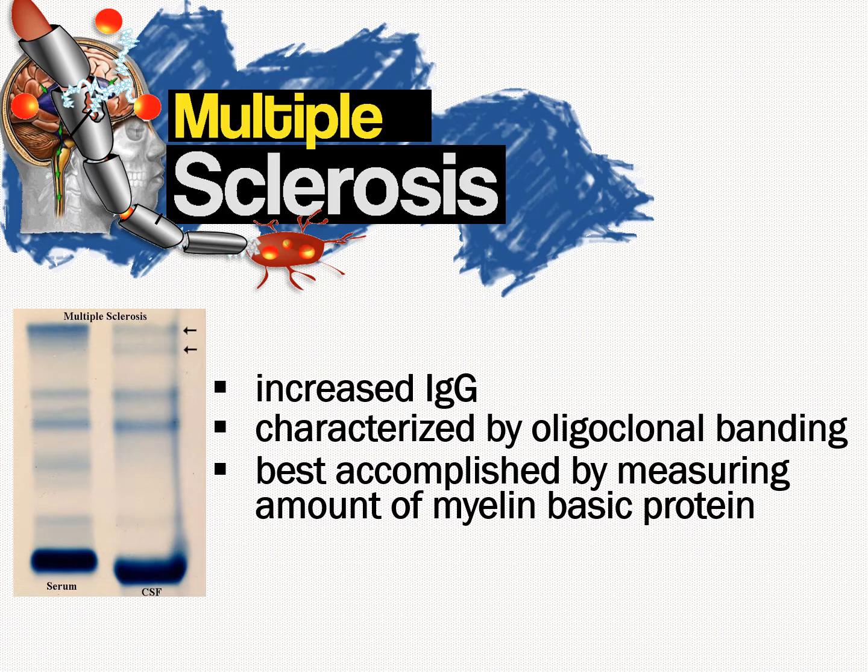Multiple sclerosis is a condition where there is increased production of IgG within the central nervous system, and this may be seen as oligoclonal banding in the electrophoretograph. So look at this one. This is the electrophoretograph of a person with multiple sclerosis. This is from his serum. This is from the CSF. Notice these 2 bands. These are the oligoclonal bands caused by increased production of IgG. Multiple sclerosis testing is best accomplished by measuring the amount of myelin basic protein, which will be discussed in the next slide.